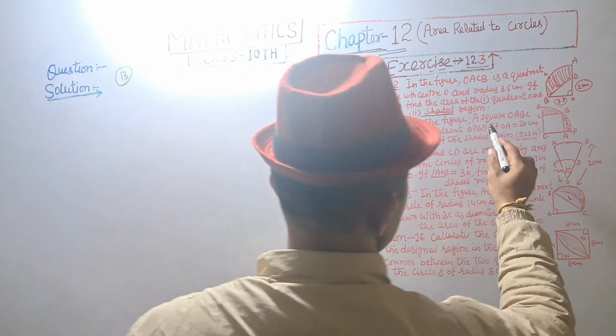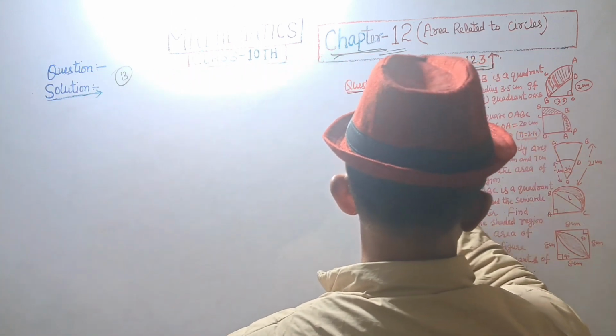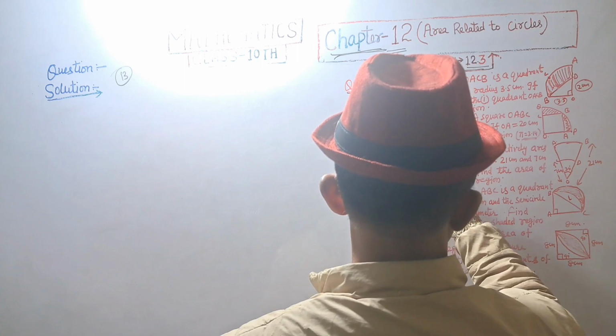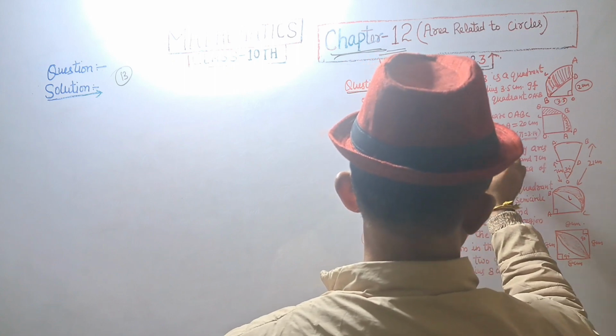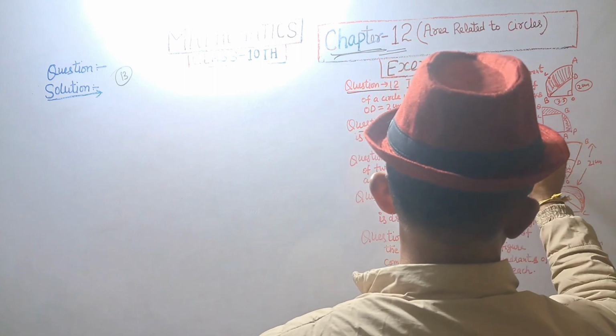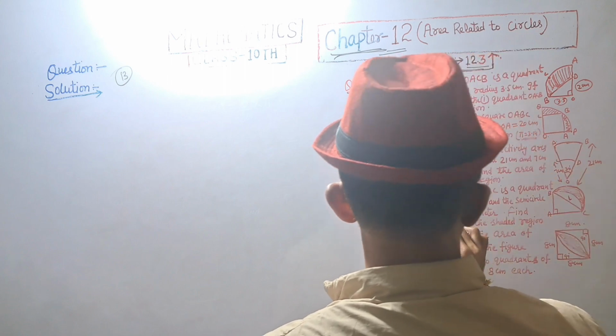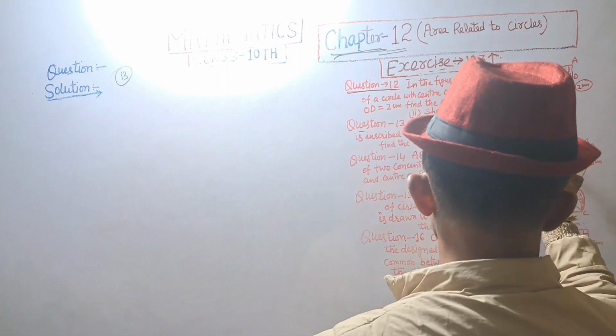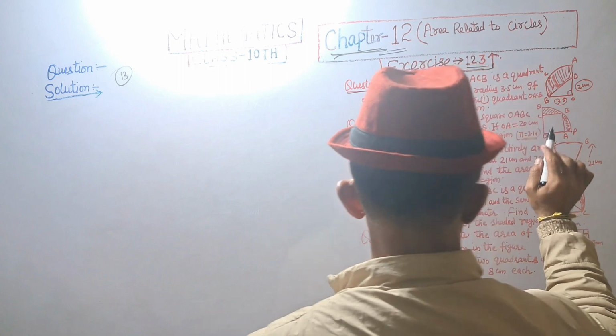Question number 13. In the figure, a square OABC is inscribed in a quadrant OPBQ. If OA is 20 centimeter, find the area of the shaded region. Pi is equal to 3.14.